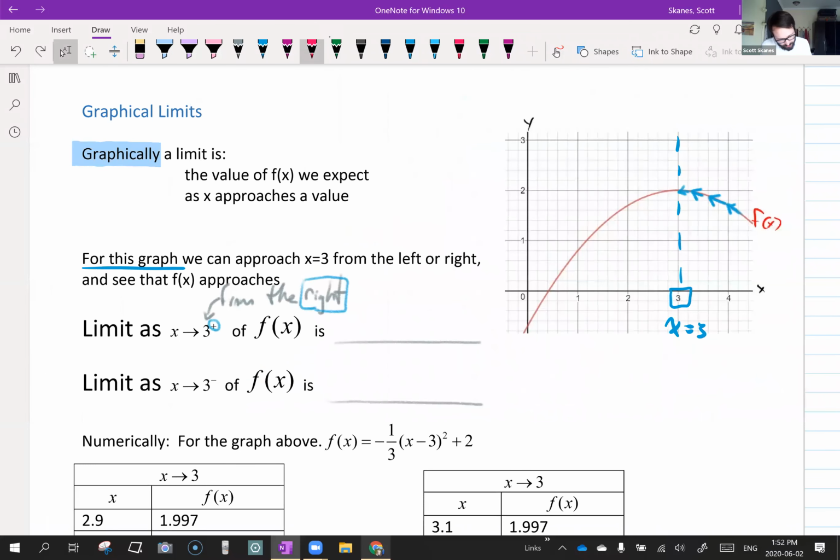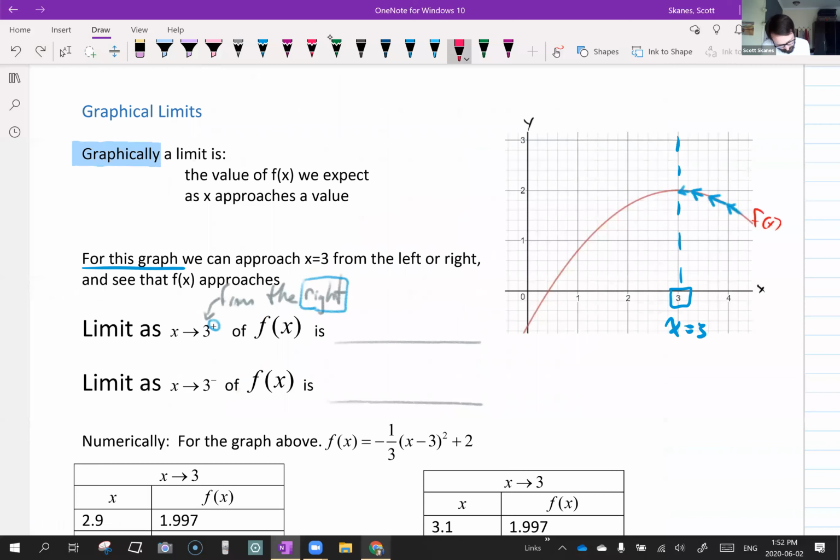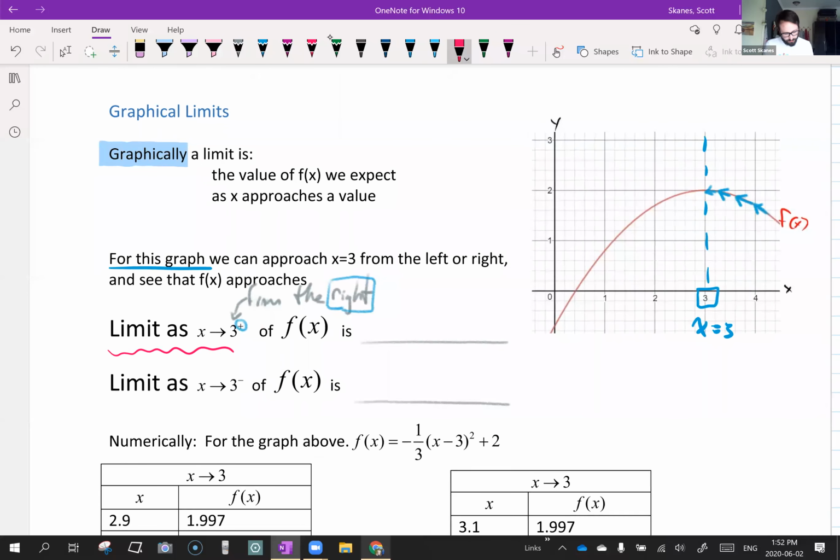Let me just write down the answer. I see that you don't get it, Abdulaziz. I'll explain it again. We're going to do a lot of this. Let me just get the terminology. The limit as x approaches 3 from the right of the function, we write it like this. The limit as x approaches 3 from the right of the function is 2 in this case.